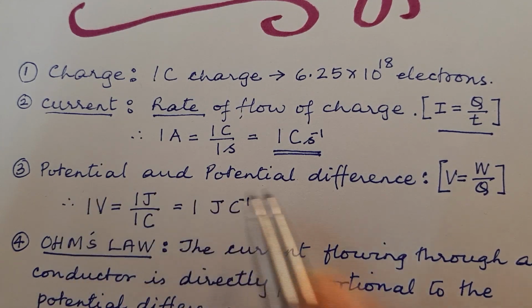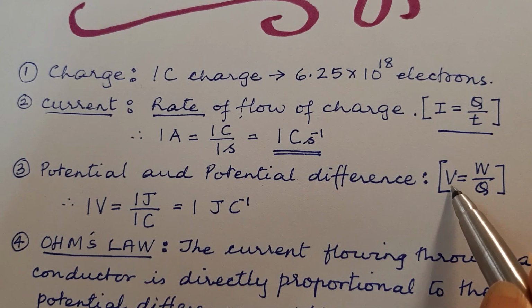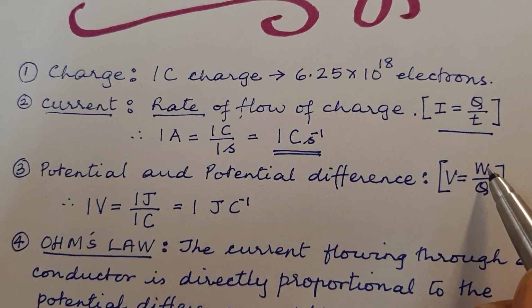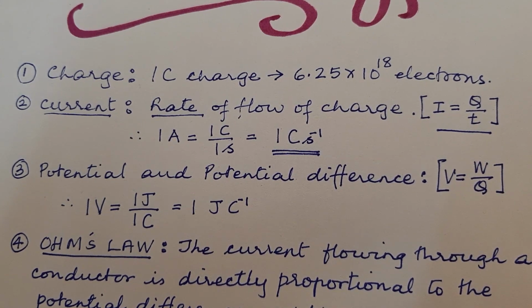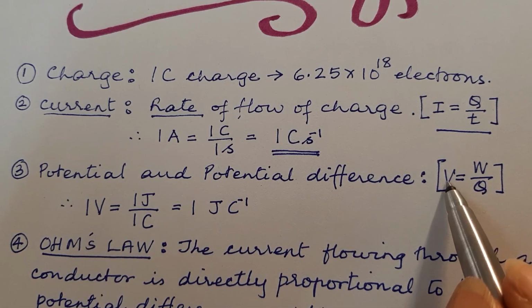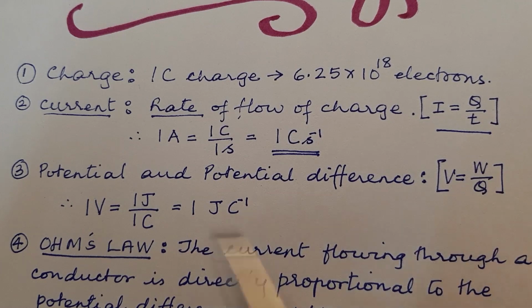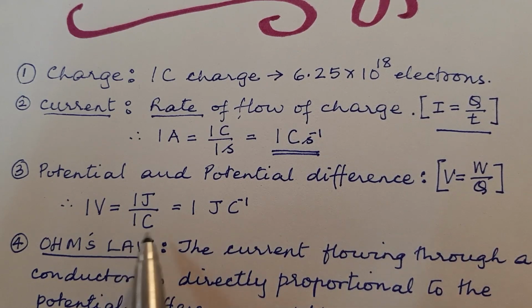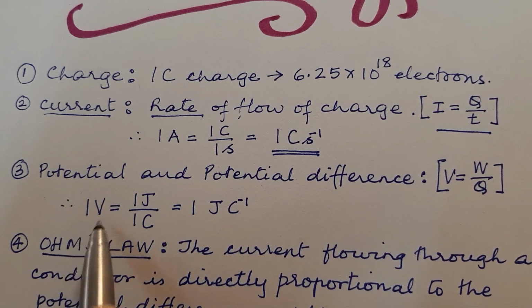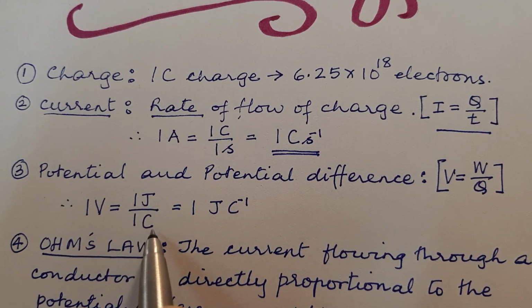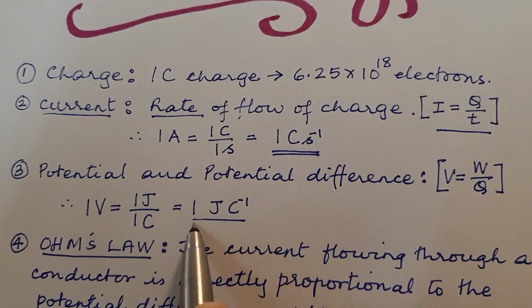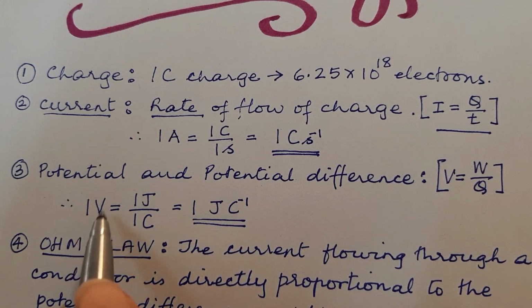We come to potential and the potential difference. V, which represents the potential or potential difference, is W upon Q, where W is the work done and Q is the charge that is being transported from one point to the other or from infinity to the given point. And if we substitute this as 1 volt, work done as 1 joule, and Q, the charge, as 1 coulomb, then we have 1 volt equal to 1 joule upon 1 coulomb, which is 1 J per C. And that gives us the definition of 1 volt potential.